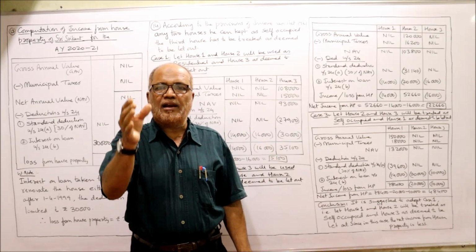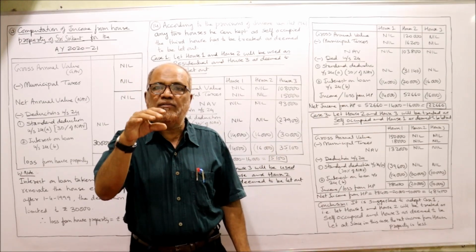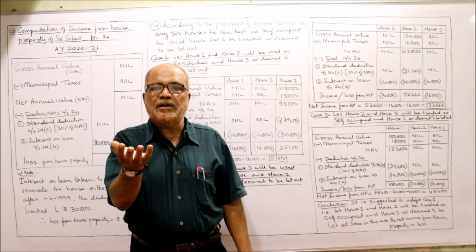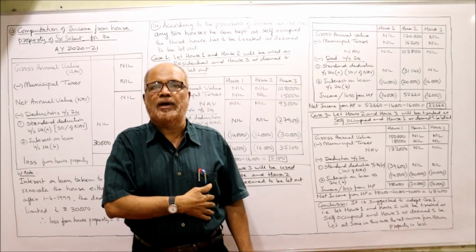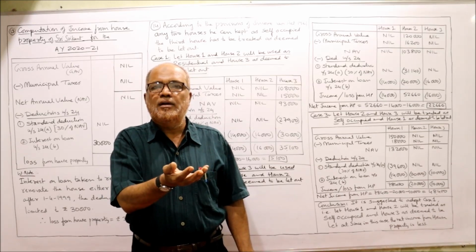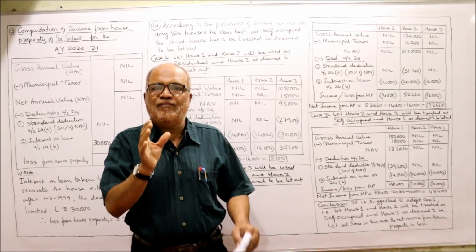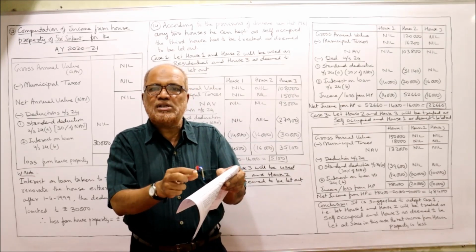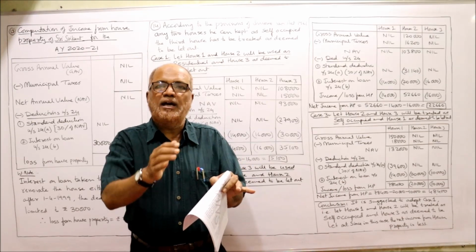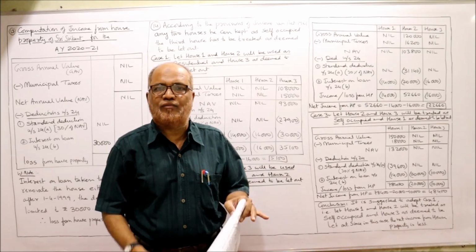The assessee will calculate where his tax liability will be lower. The tax liability will be lower wherever his income is lower. So we have to check the cases. First case: we take the first house and second house as self-occupied and the third house is deemed to be let out. First case.